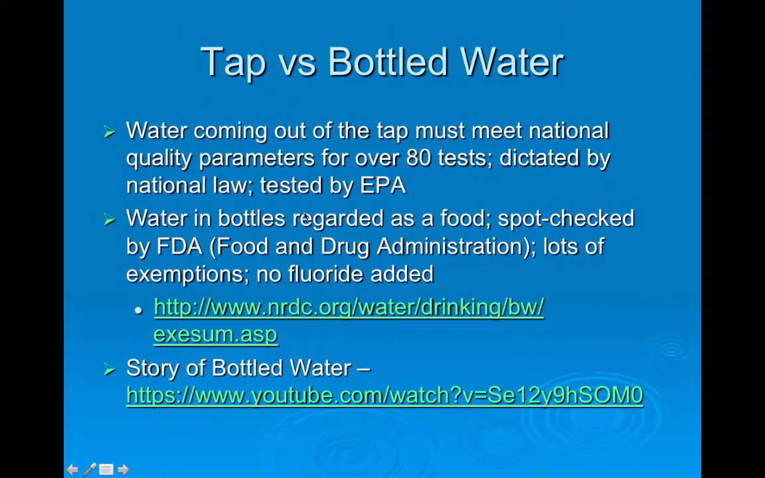All right, tap versus bottled water. We watched the story of bottled water in class. That may be something that you want to watch, but what you need to realize is that tap water and bottled water are overseen by two totally different organizations in the government. Tap water is overseen by the Environmental Protection Agency. The water has to pass over 80 quality tests. It's overseen by natural law. This is the stuff that comes out of your tap.